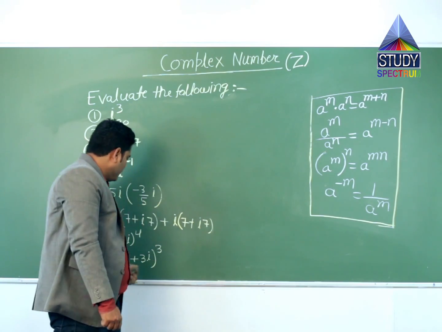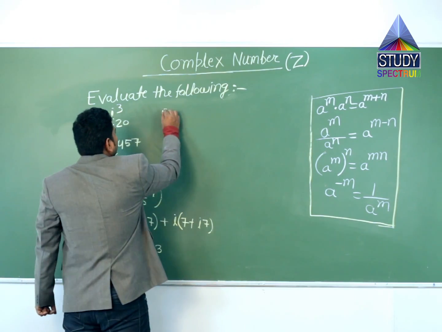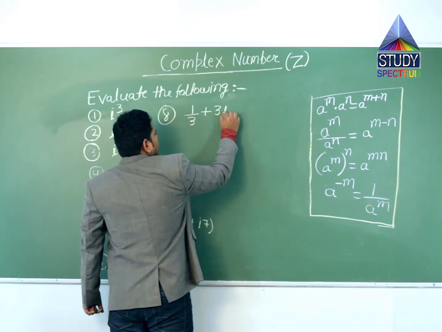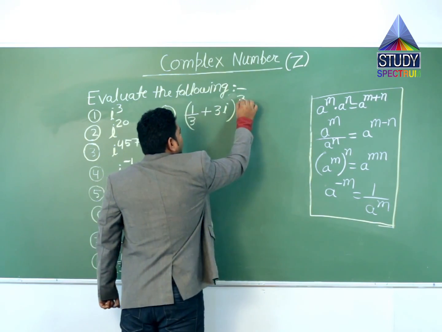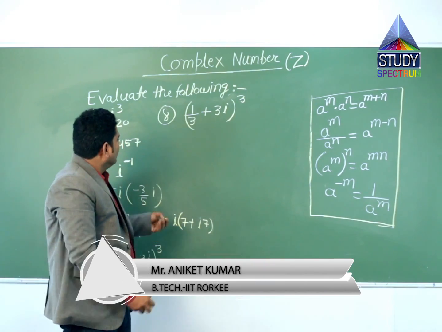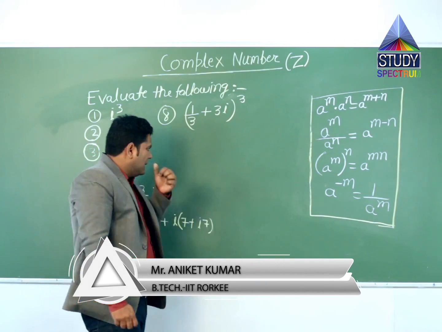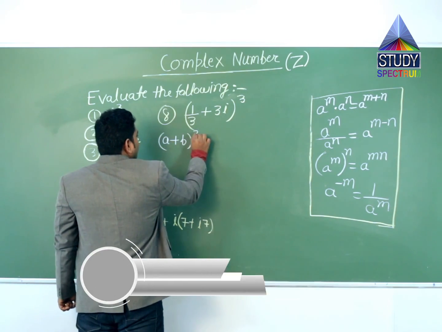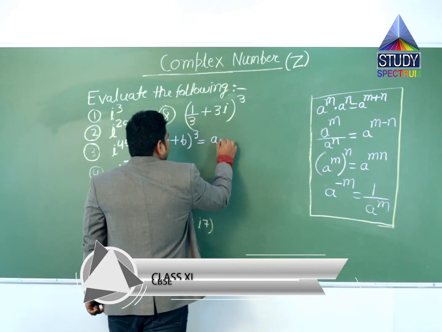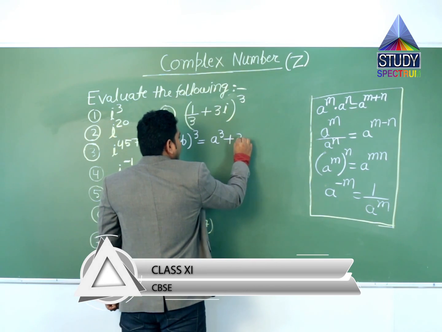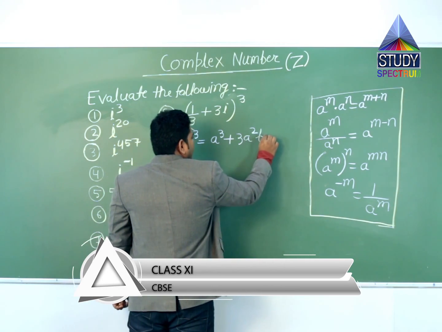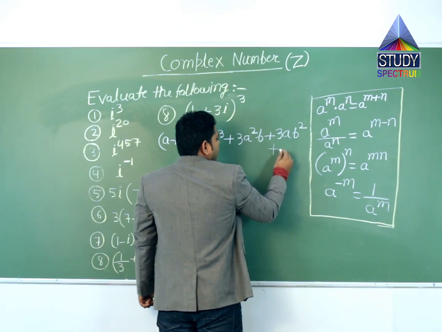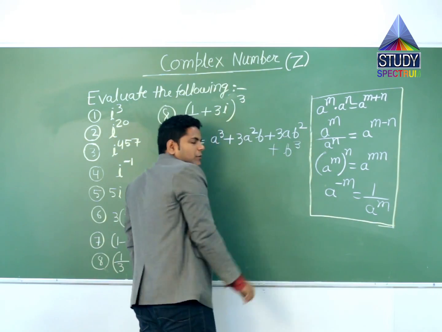Now let us move to question number 8, and question number 8 is (1/3 + 3i) whole cube. There is a formula for (a + b) whole cube, and the formula is (a + b) whole cube is a cube plus 3a square b plus 3ab square plus b cube.